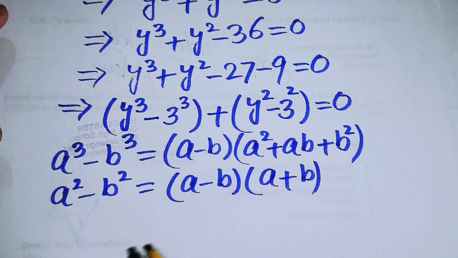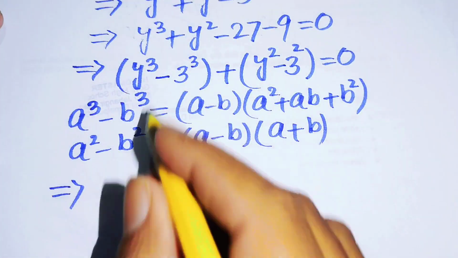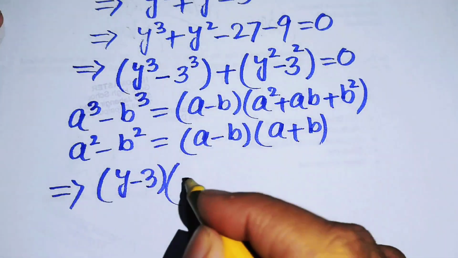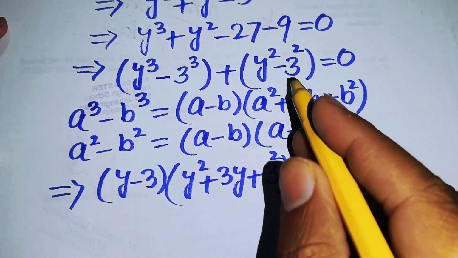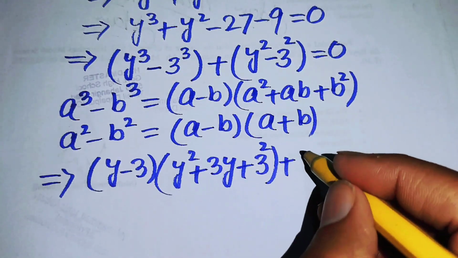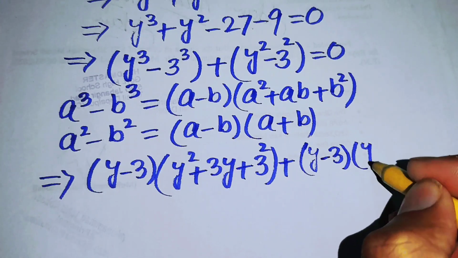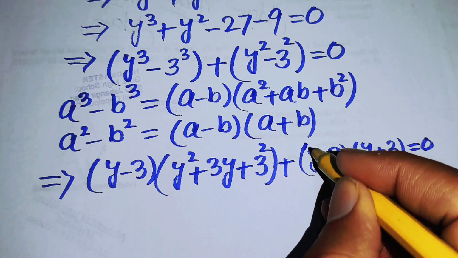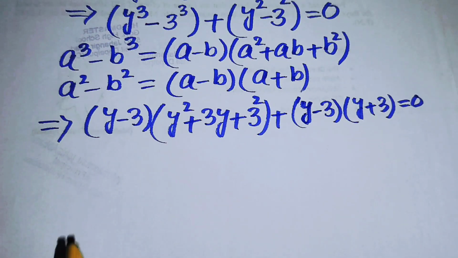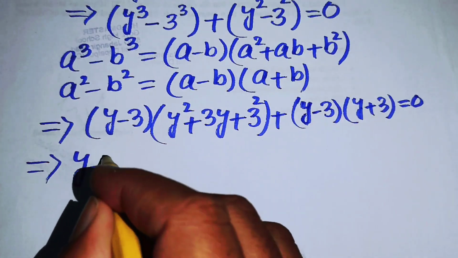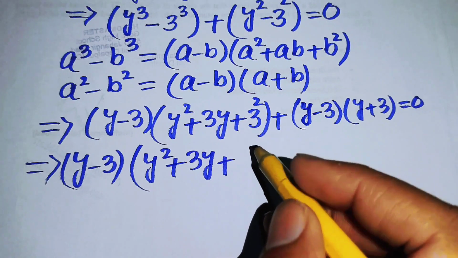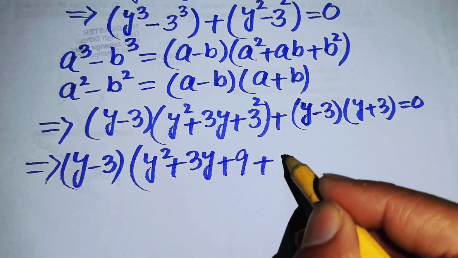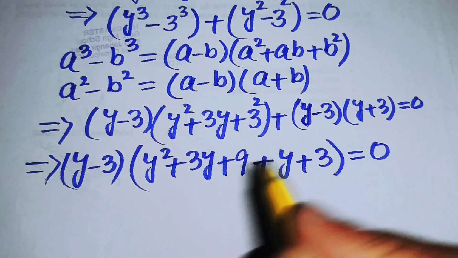So here we need these two formulas. First we will use the cubic formula here, and you will write this expression as y minus 3 times y squared plus 3y plus 3 squared, and plus we will use the square formula here, and write this expression as y minus 3 times y plus 3, and this whole equation equals 0. You see that y minus 3 is present in both of the terms. So we take y minus 3 common, and after taking y minus 3 common, we get y squared plus 3y plus the square of 3, which is 9, and here we take common y minus 3 and we get y plus 3, and this whole equation equals 0.